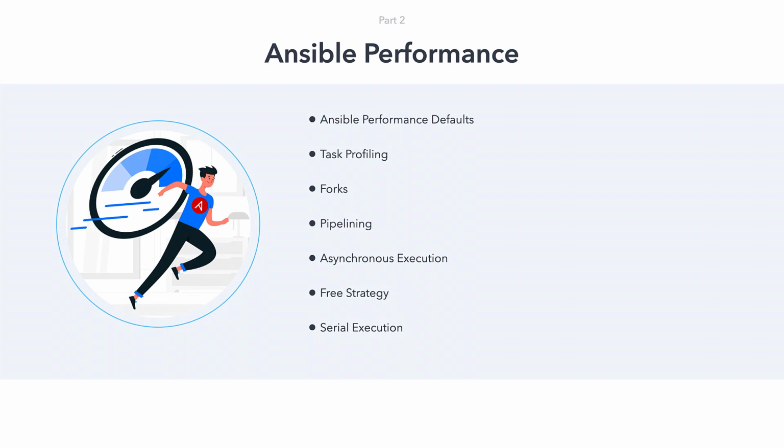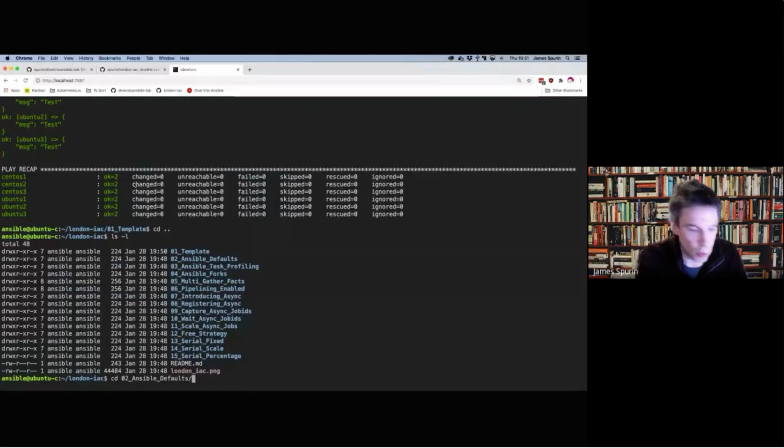We'll look at forks and how that improves performance. Pipelining, as I mentioned, is a great feature built into Ansible. It's not actually enabled by default, but you can get some significant performance improvements, especially where latency is involved. Asynchronous execution, which I mentioned, we'll look through a recipe of how you can use this, the free strategy, and serial execution. So let's start off with these Ansible defaults.